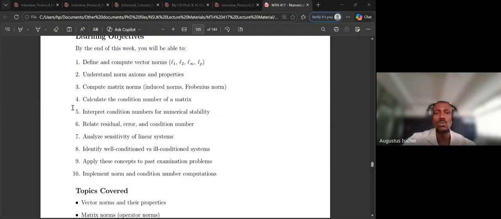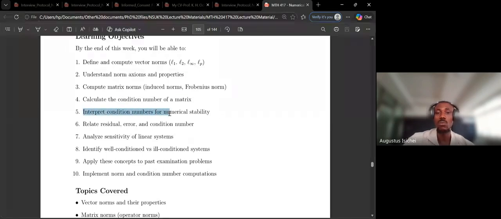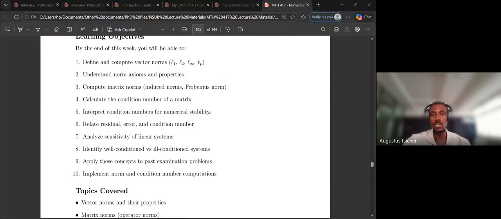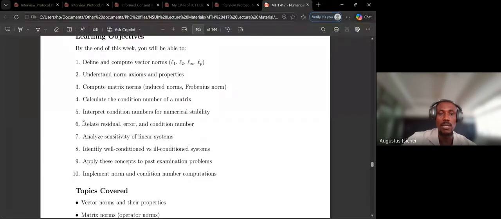And then compute the matrix norms that are induced by different norms. We also have the Frobenius norms. You should also be able to calculate the condition number of a matrix, which is a very important quantity that determines the solution of any system of linear equations. And the ability to interpret condition numbers for numerical stability is also something we're looking at achieving by the end of this lecture. And relate residuals, error, and condition number.